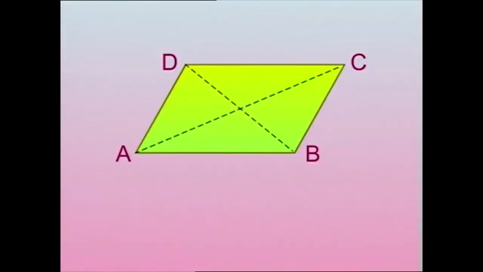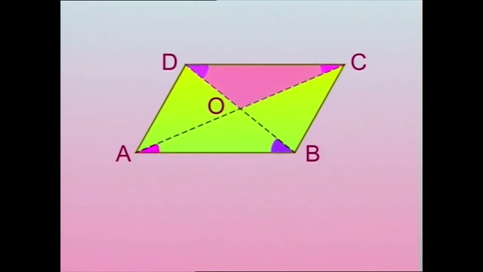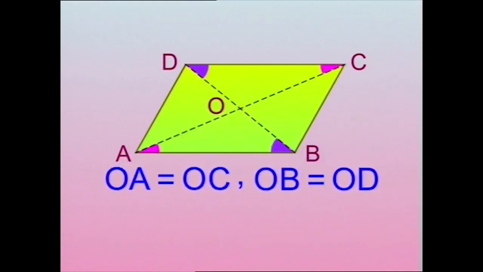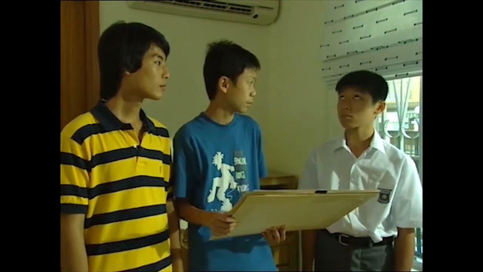That's not all. We can also use the rules for proving that triangles are congruent to prove that triangle ODC and triangle OBA are congruent. As corresponding sides of congruent triangles are equal, this means that OA equals OC and OB equals OD. This gives us another property of a parallelogram. Its diagonals bisect each other. We can also use the properties of a parallelogram to solve some geometrical problems.